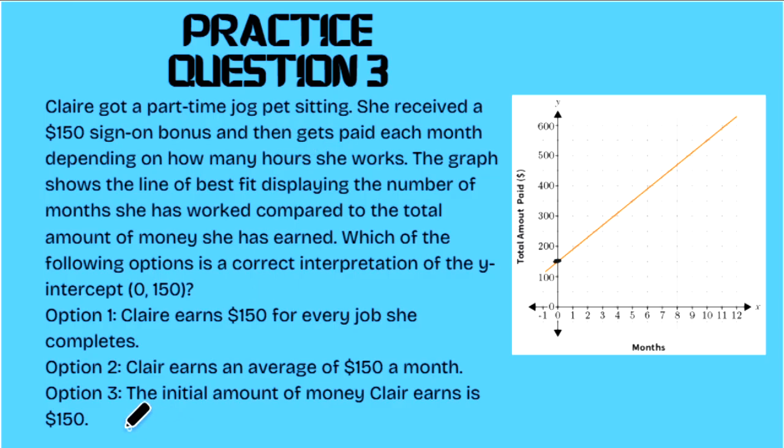Well, if you read this carefully, you know that this is the right answer. But I'm going to prove to you that these ones are wrong. If she gets $150 for every job she completes, then at one job she should be at $150. She's not. She's at 200. At a second job she should be at 300. She's not. So this obviously doesn't work. And then to say Claire earns an average of $150 a month, that means that she'd be at 150 here. She's not. She'd be at 300 here. She's not.